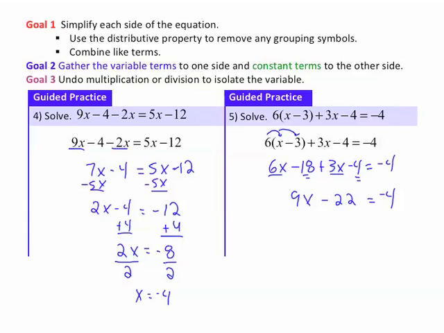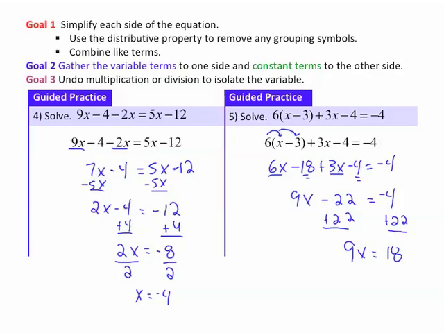Okay, I've simplified everything. Now I would check to see if I need to move the variable terms to one side. I don't. All the variable terms are on the left side, so I need to get rid of that constant term, that negative 22, and move it over to the right. So to do that, I would add 22 to both sides. And so then I would have 9x, and on the right side, a negative 4 plus a positive 22 would give me a positive 18.